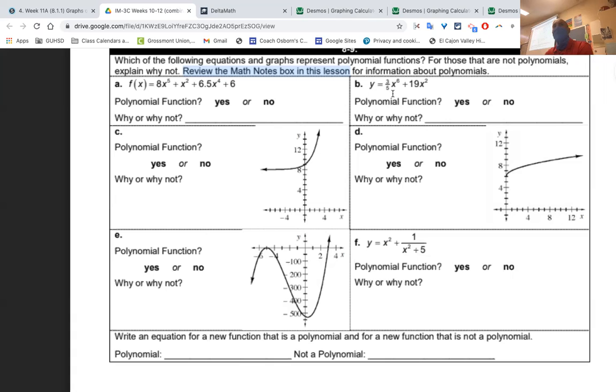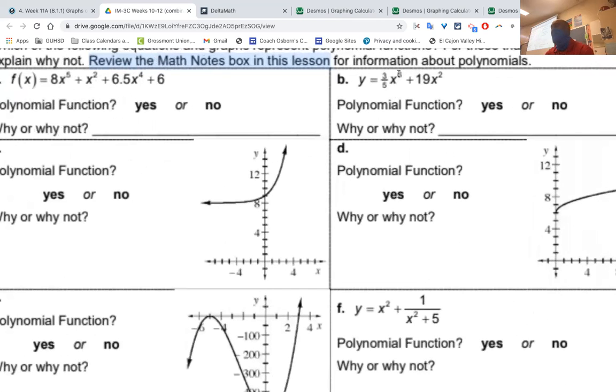Even here, if you look at letter B, those exponents are all positive and they're going in order. It doesn't have to be every number. It doesn't have to be 6, 5, 4, 3, 2, 1. You might skip 1 or 2, okay? But as long as they're all positive.